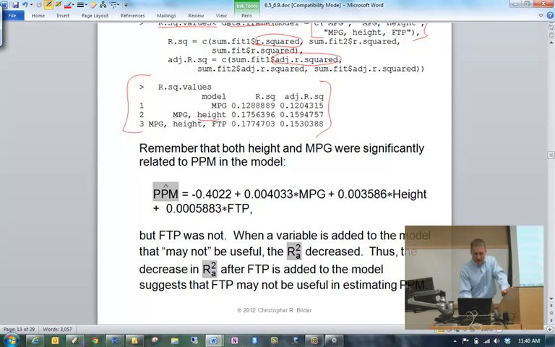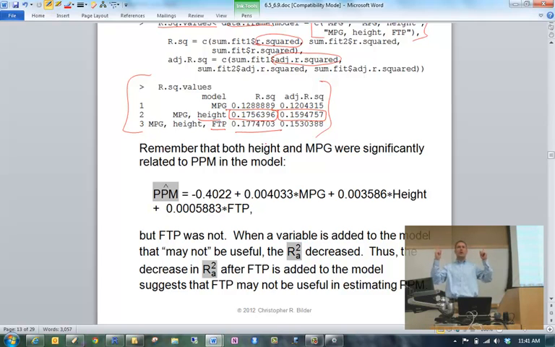If I add height to my model, notice my r² goes up, my adjusted r² goes up as well. And that should make intuitive sense, because the t-test that we were seeing before showed that yes, there was a height effect. But now when I added free throw percentage, look what happens to r². It still goes up. But remember, with that t-test that we saw, given MPG and height were in the model, free throw percentage didn't have a significant effect.